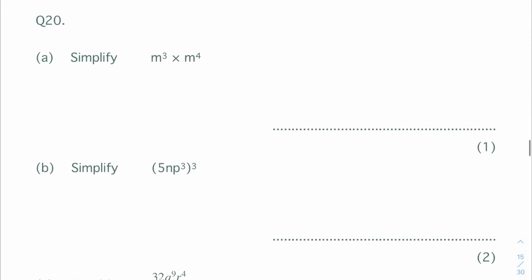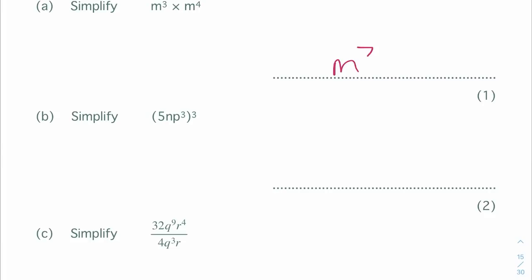Okay, so we have some laws of indices. So for this first one, m to the power of 3 times m to the power of 4, you're going to add the powers. So that's going to become m to the power of 7. For the next one, we've got indices in brackets. So everything there is to the power of 3. So this is where we multiply the powers, but you've just got to be careful because we're going to multiply all the powers by 3. So that'll become 5 to the power of 3, n to the power of 3, and p to the power of 9.